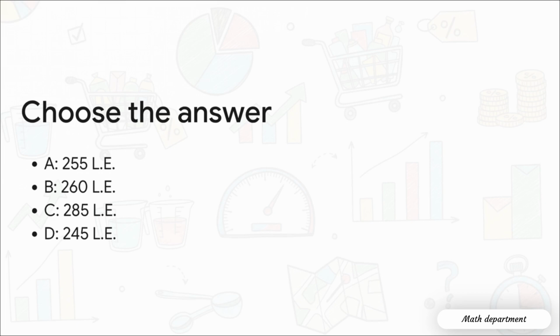Let's trust the steps we just learned. 300 multiplied by 15 over 100 gives a 45 LE discount. Then 300 minus 45 gives us Option A, 255 LE. If you got that right, you are doing incredible work.